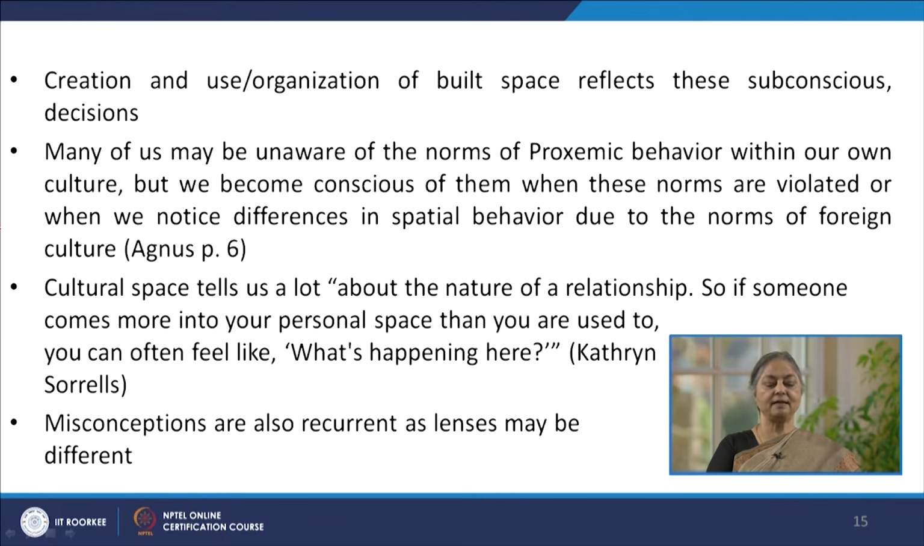Cultural space tells us a lot about the nature of a relationship, and here I would like to quote Catherine Sorrell, who has commented, "So if someone comes more into your personal space than you are used to, you can often feel like what's happening there." So, we can also see very easily that as our cultural lenses are different, misconceptions can also easily occur if we are not attentive to the cultural differences in our understanding of proxemics.